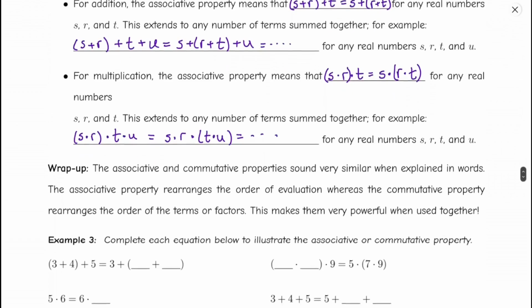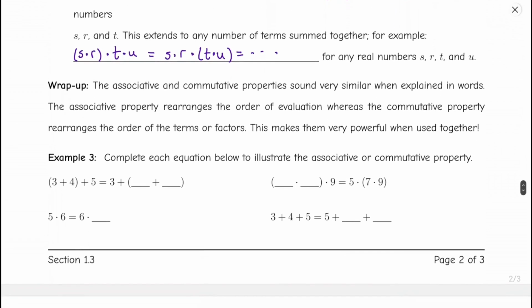So we have some warm-ups using these two properties. The associative and commutative properties sound very similar when explained in words. The associative property arranges the order of evaluation, whereas the commutative property rearranges the order of the terms or factors. This makes them very powerful when used together. Example 3, complete each equation below to illustrate the associative or commutative property.